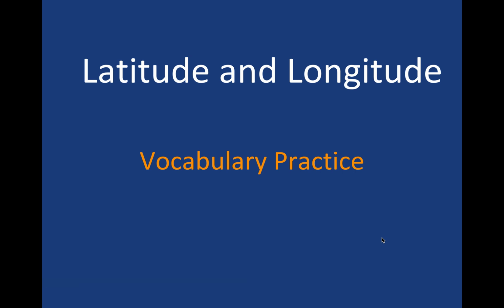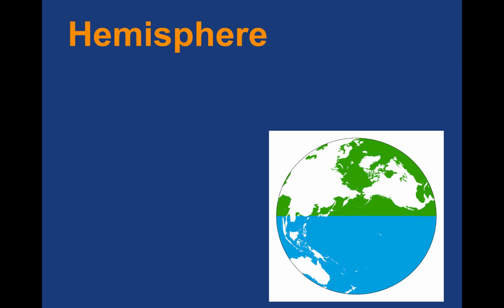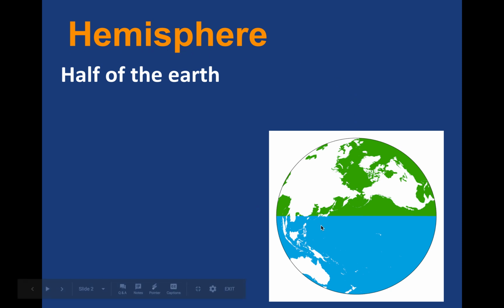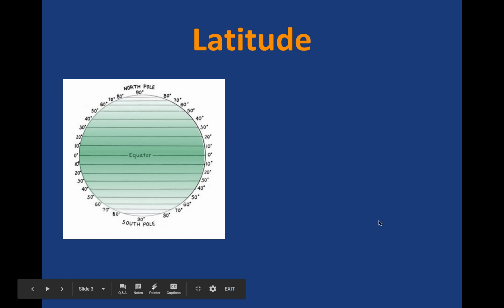So this is the vocabulary for our new unit, latitude and longitude. The first word is hemisphere, which is not a new word for us. Hemisphere means half of the earth. Hemi, half, sphere, round like the earth. Hemisphere is important for latitude and longitude because when you are doing latitude, any lines of latitude above the equator will be north, and any lines of latitude below the equator will be south. So that is our dividing line.